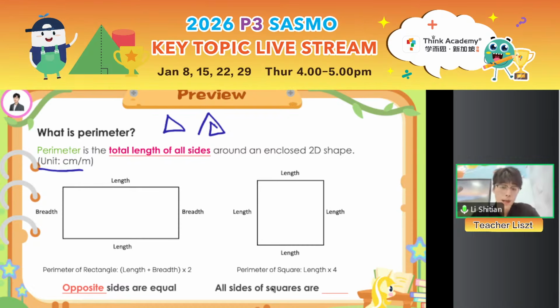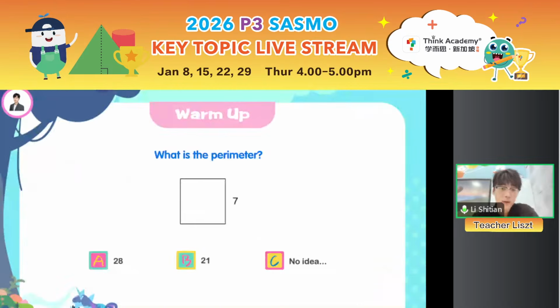So for the square, can you tell me all sides of the square are what? All sides of the square are equal, are the same, right? Okay. Now let's look at this one. What is the parameter of this square? This is a square, okay? Can you tell me whether I need to choose option A or option B?